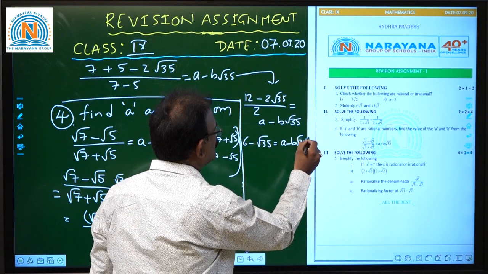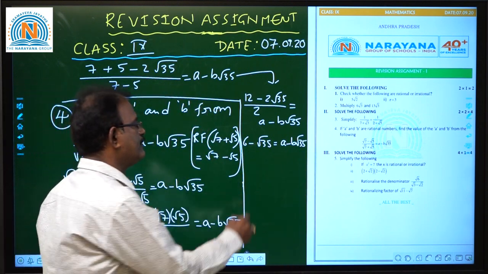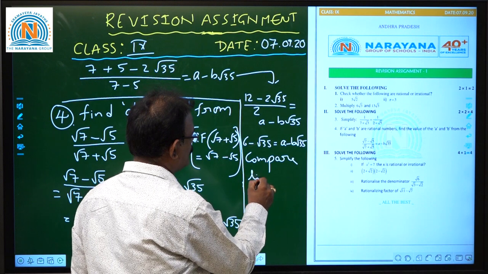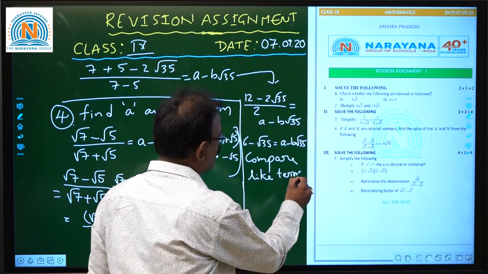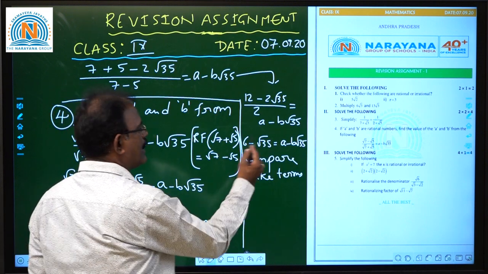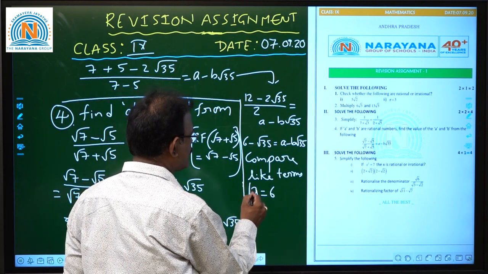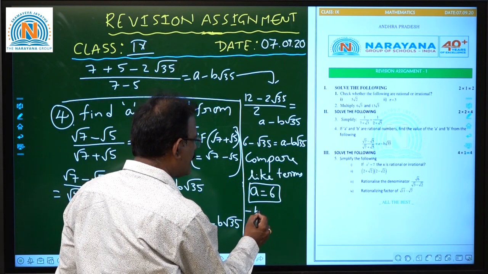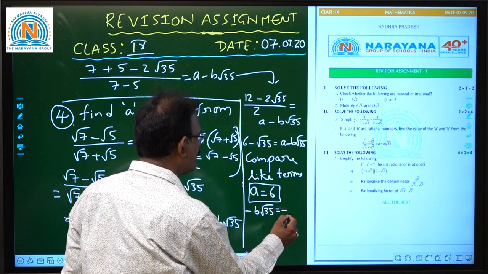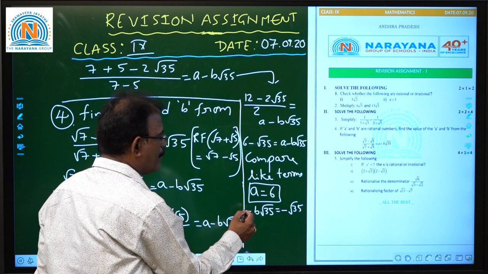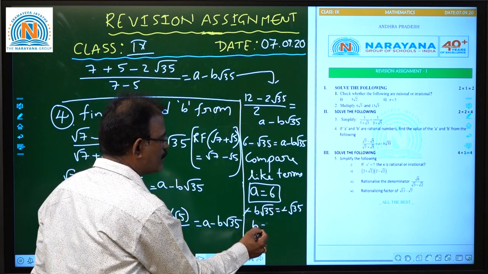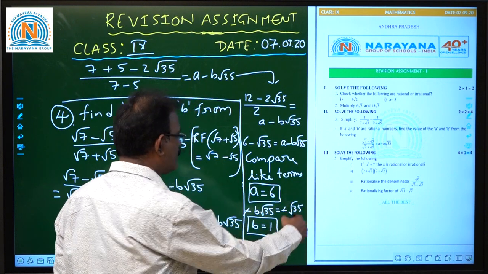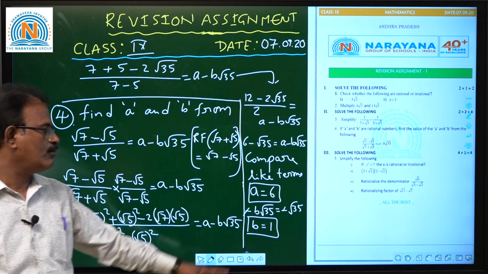So now please compare the like terms children. Compare like terms means equating. By equating we can compare. So rational number and rational number, a is equal to 6. What is the value of a? a is equal to 6. And what is the value of b? Minus b root 35 is equal to minus root 35. We can cancel minus either side and we can cancel root 35 on the right side. How many times children? One time. When you cancel root 35 either side, the value of b equals 1.